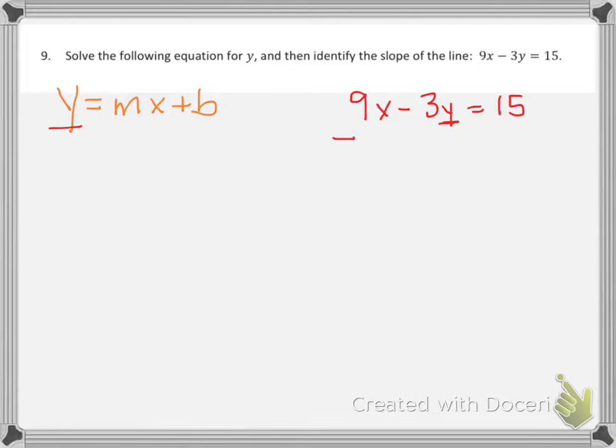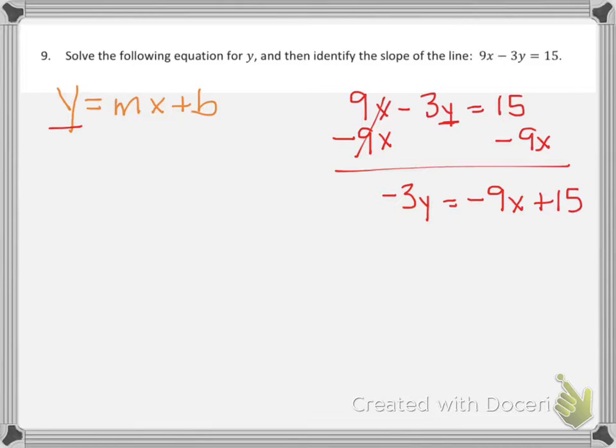That means I need to first get rid of this positive 9x by subtracting 9x. The 9x's cancel. I get a negative 3y is equal to, well, I can't put these together because one has a variable x and one's a constant, so I just list it. Negative 9x and a positive 15. And now I'm going to multiply by reciprocal so I can isolate the variable. So I'm going to multiply by the negative 1 over 3.